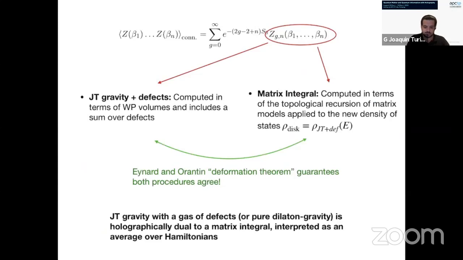Okay, so here is just a summary. This is the same as I said before. But the main point is that JT with defects is still dual to a matrix integral in a holographic sense. And the matrix integral is still interpreted as an average over Hamiltonians. The difference now is that JT gravity had a matrix potential, or a matrix measure over Hamiltonians, and now you have a two-parameter generalization. So the matrix potential will depend on lambda and alpha, and it will be different from the previous one.